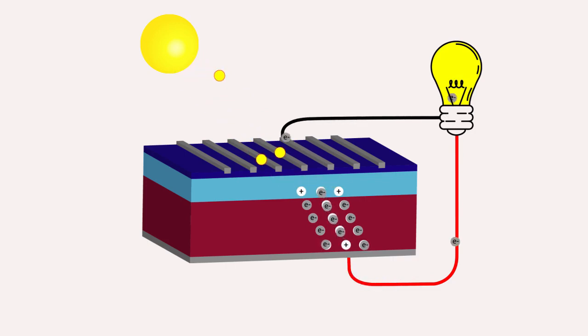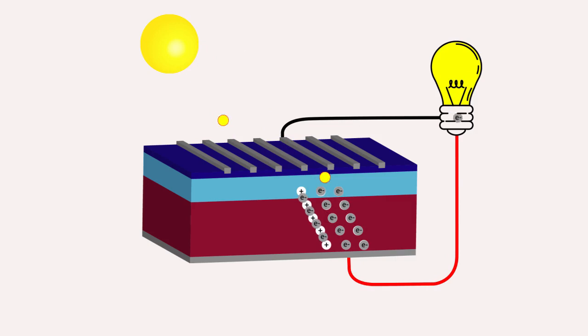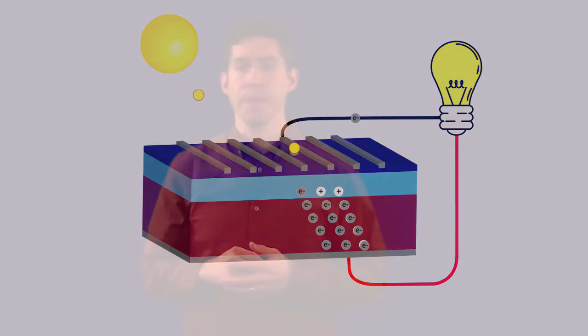It's not, however, equal to the number of photons that initially hit the cell, meaning that not every photon generates a mobile electron. In fact, it's the ratio between electron current and photon energy that gives us the efficiency of our cell. Once electrons are excited, they move through the conductors to the load and dissipate their energy, and then return back to the P side, or back of the solar cell.